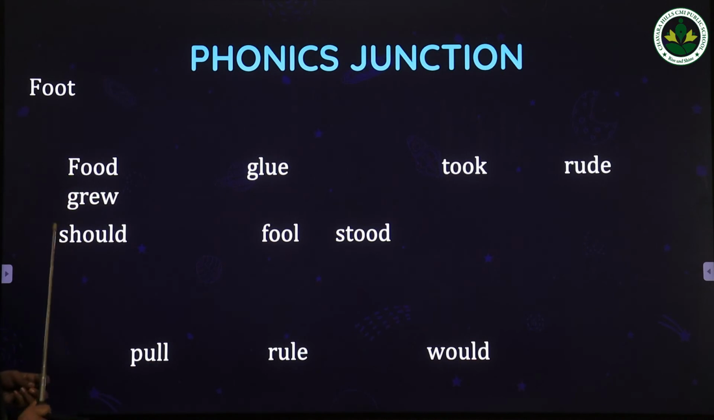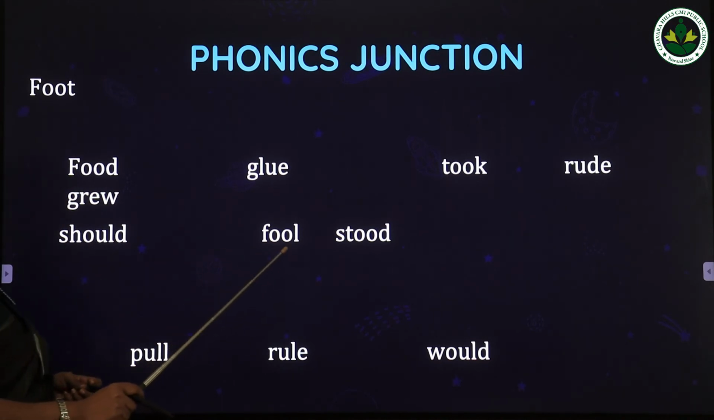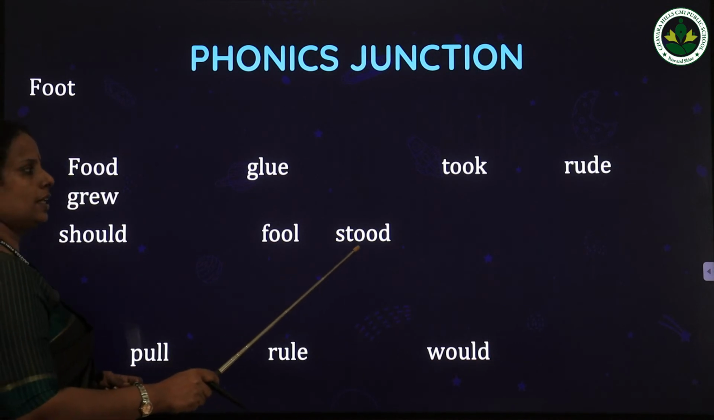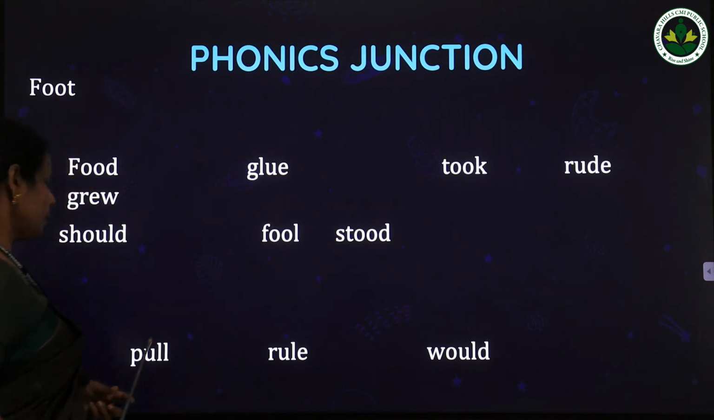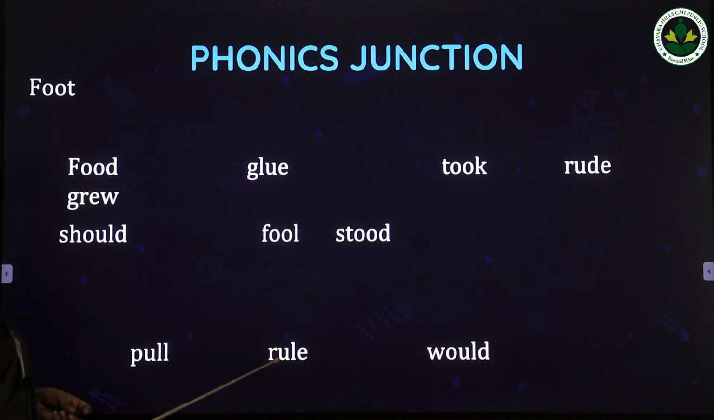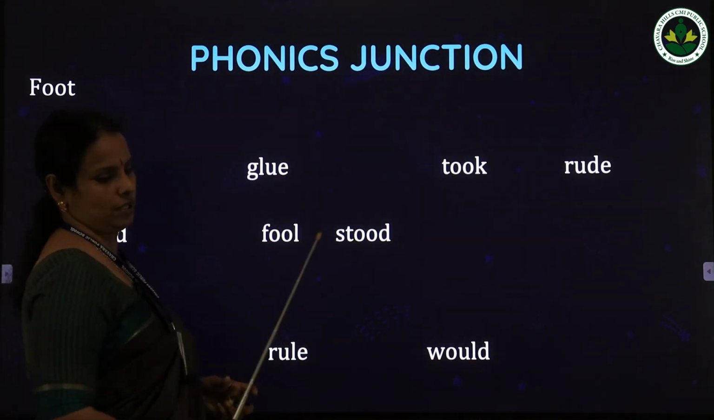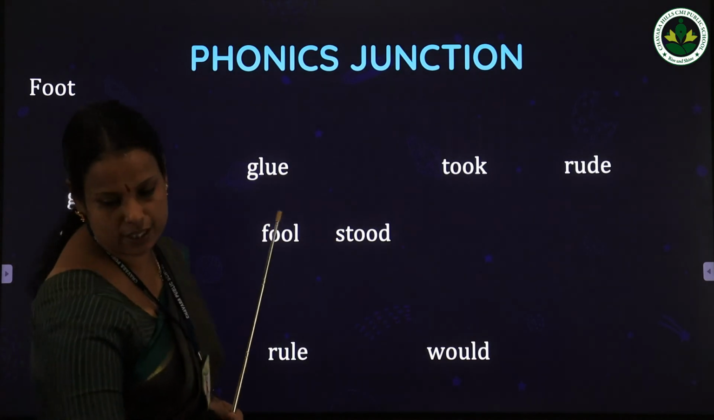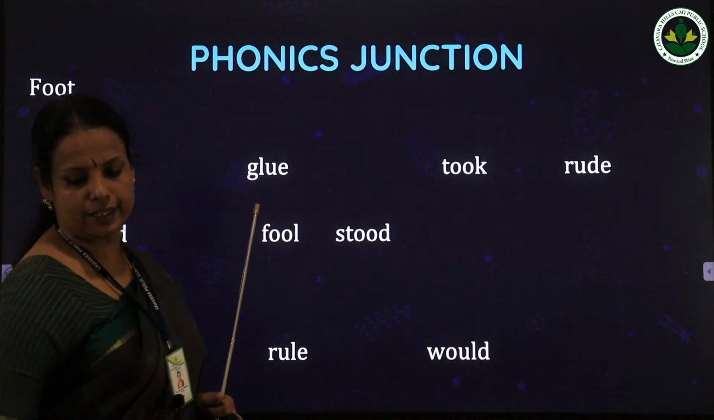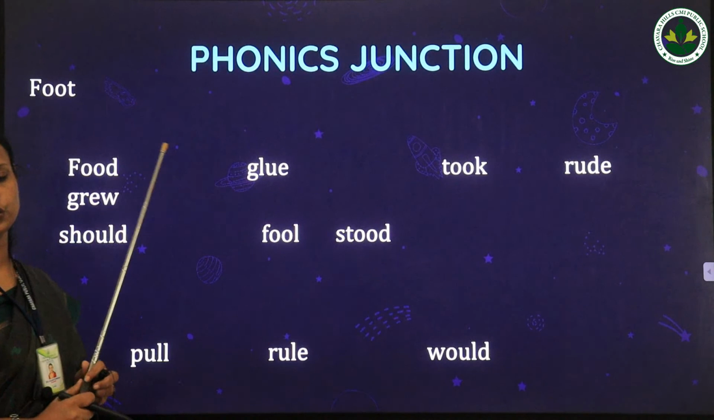grew, should, fool, stood, pull, rule, would. So the question is, you have to look at these words and sort them into two columns in a table. In one column write the words that make the short oo sound.